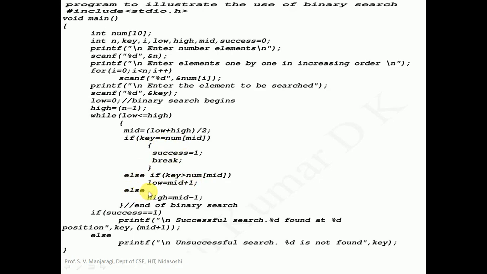If key is smaller than middle element, we come to this else part. In this case, the key will be present in the first half, where the lower index will remain same and higher index will be 1 less than middle element. Hence we make high equal to mid minus 1, and this value is going to be repeated. Again we will find mid, compare key with mid. If there is a match, we make success equal to 1. If success equal to 1, we print successful search, and its position will be printed. Else we say that unsuccessful search, and we say that key is not found. There is a placeholder where we substitute key and we print key is not found.